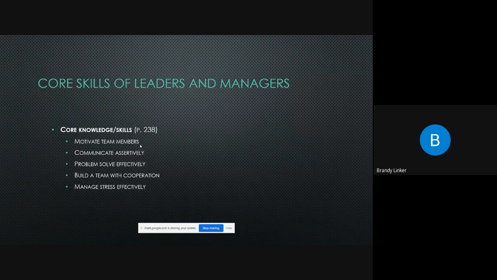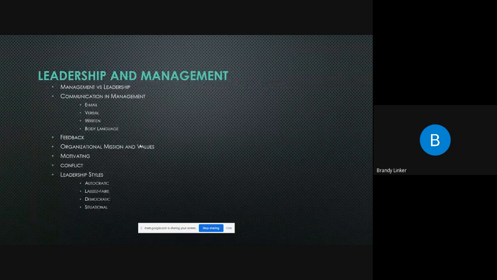Okay. So you want to motivate your team. You want to communicate assertively, which we'll talk about. Problem solve effectively. You want to build a good team, and that's where nurse bullying comes in. And then we want to help manage stress effectively, because you're going to have stress in every work environment. It just depends on how well you deal with it and how well you encourage your team to deal with it as to whether or not you're going to be successful.